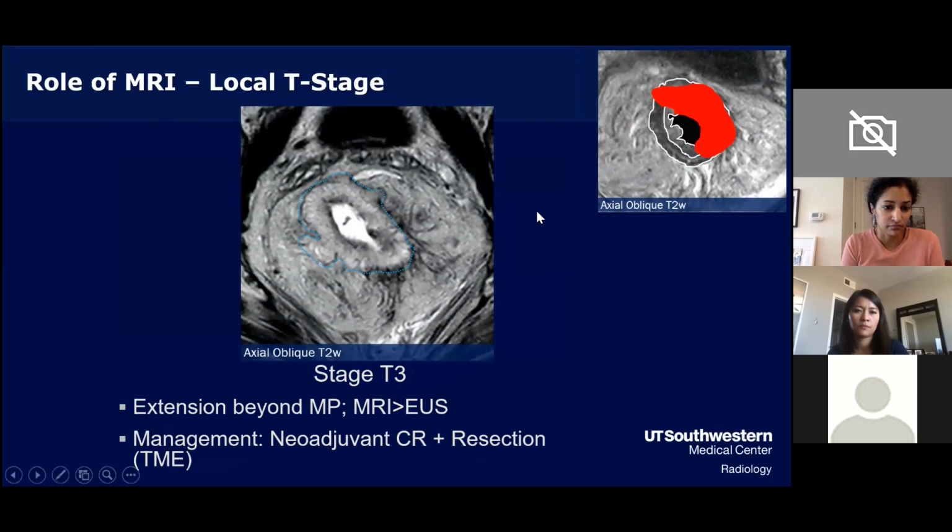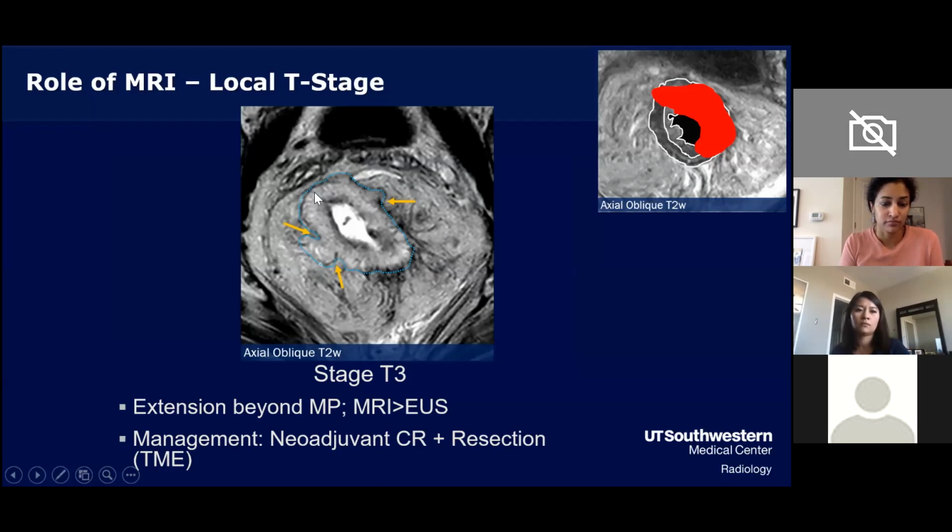This is another example of a stage T3. This is that mucinous tumor, the circumferential mucinous tumor I showed you earlier. The dotted line, as you can see at this juncture here, is disrupted with this kind of extramural extension of tumor. Similarly here. So these areas are defects in where you expect the normal extension of the muscularis propria, with tumor extending outside.